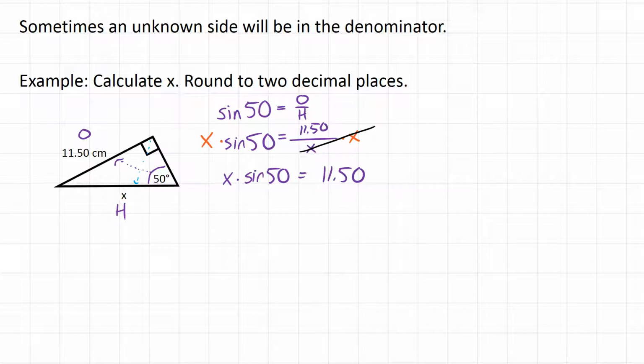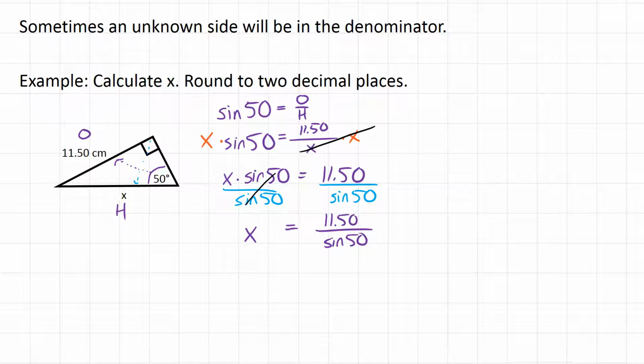Now I'm ready to divide each side of the equation by sine 50, which will cancel it out on the left-hand side, leaving me with just x is equal to 11.5 divided by sine 50. And now we're ready to do the calculation. 11.5 divided by sine 50.